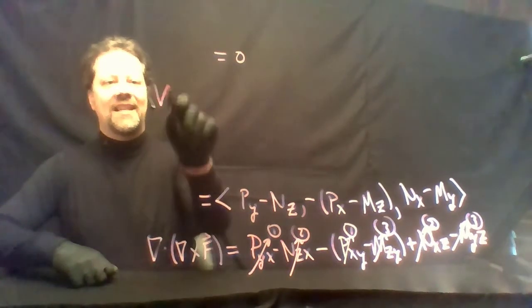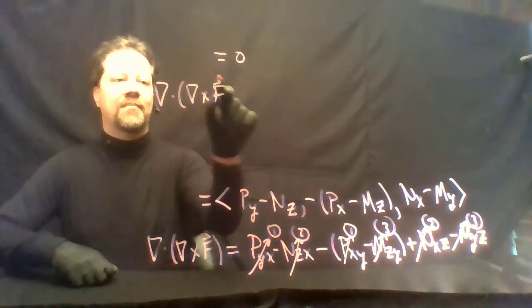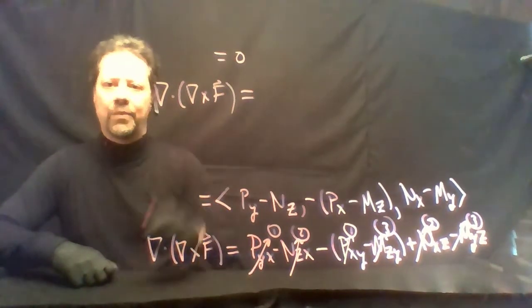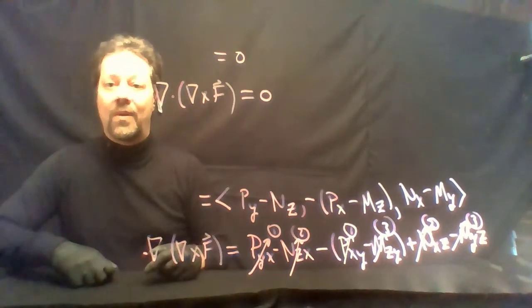We can see that any time a vector field can be expressed as a curl, then that vector field will be divergence-free or solenoidal.